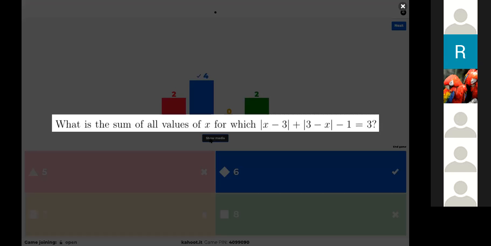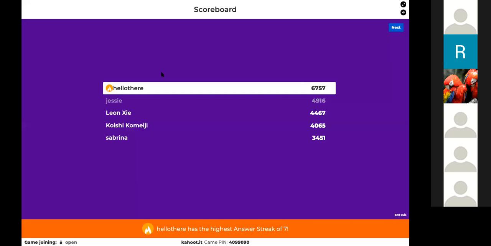Okay. So for this one, x minus 3 and 3 minus x, they're both equal to absolute value of x minus 3. So you can combine them, and that makes it a lot easier to solve. Otherwise, you could still split it into cases. Hello there is still number 1.